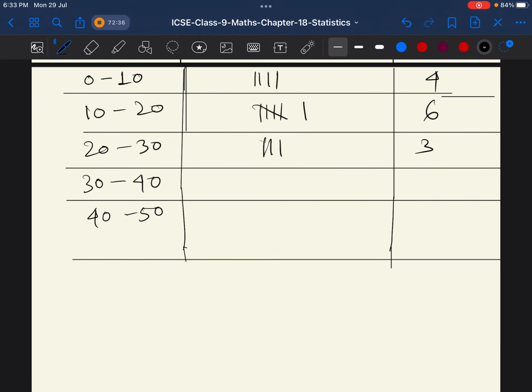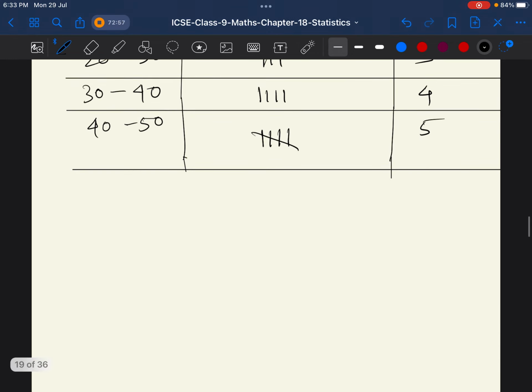Then 30 to 40, 30 two times, so sorry, three times, 33, 35, so 4, 1 2 3 4, frequency 4. 40 to 50, 1 2 3 4 5, so frequency 5.